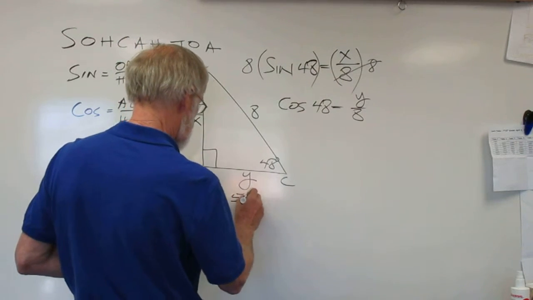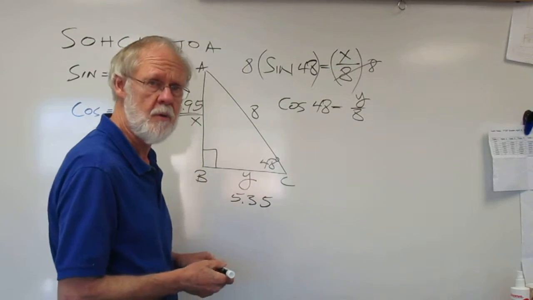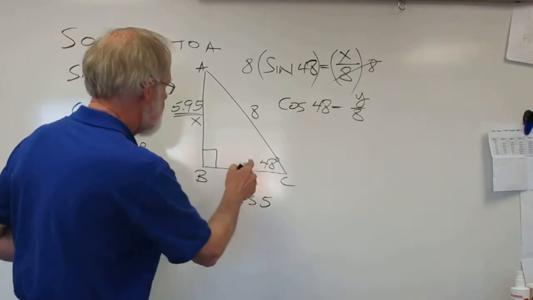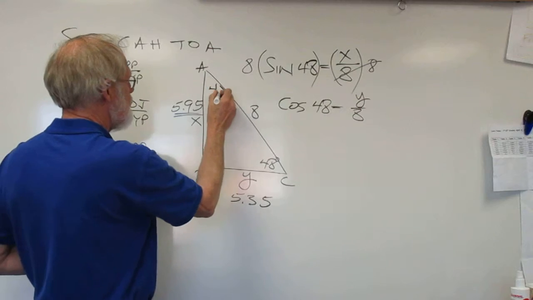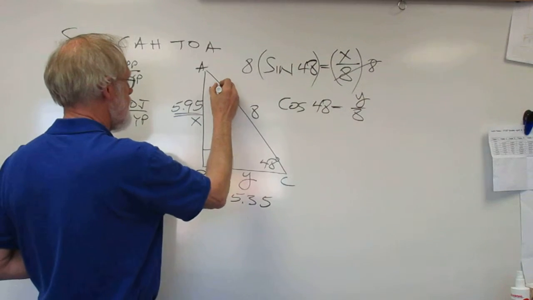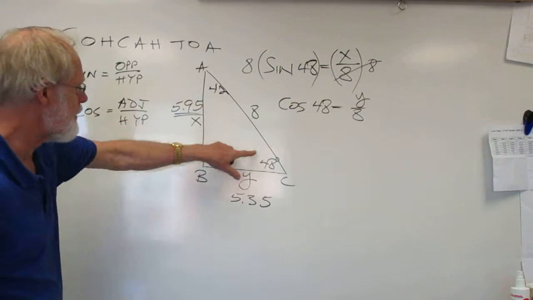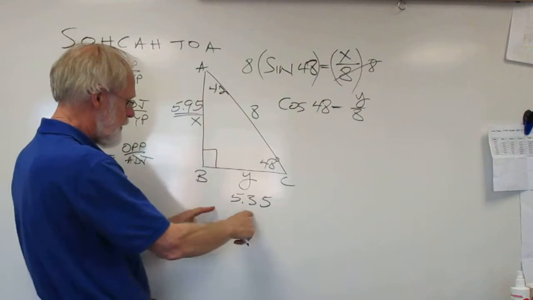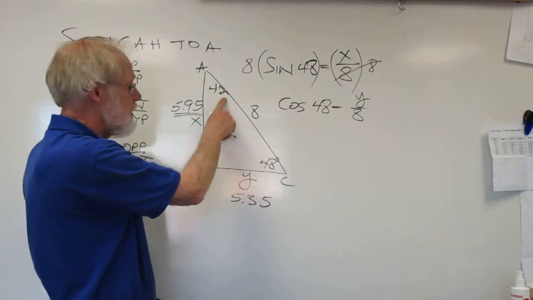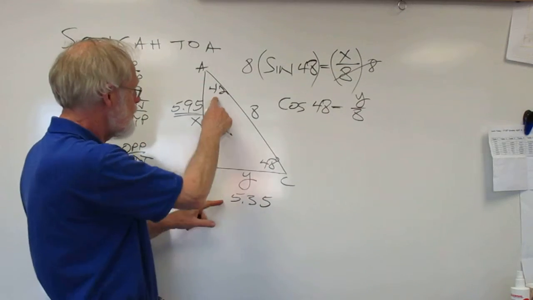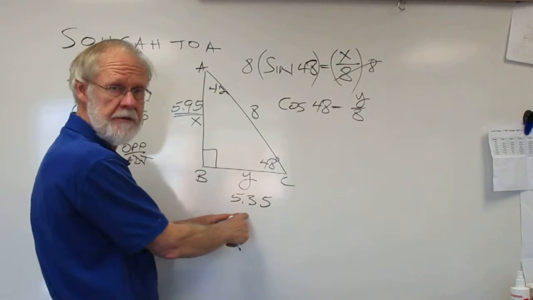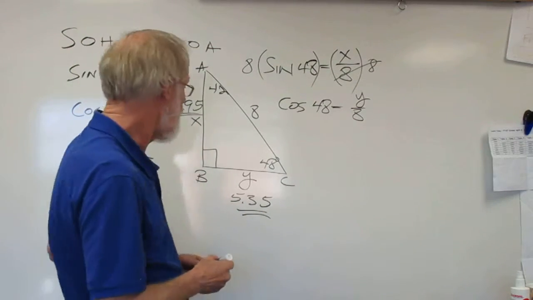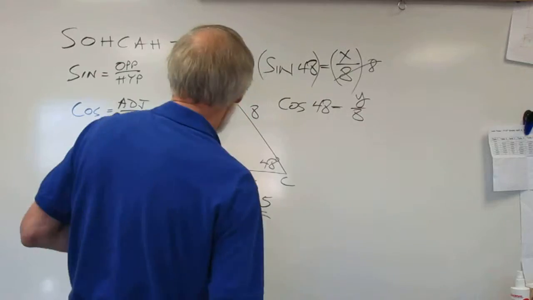Now, it's a good idea to check your work and see if that makes sense. And in fact, it does, because if this is 48, this one must be 42, because those two have to add up to 90. This side is slightly smaller because this angle is slightly smaller: 42 degrees versus 48. This side is 5.35. This is a little bigger at 5.95. So that all makes sense.